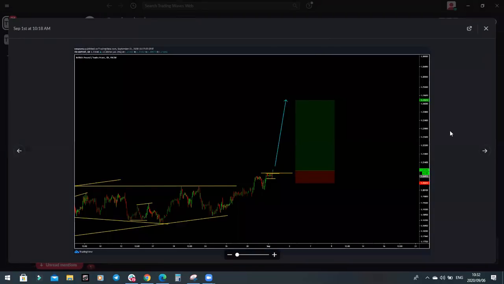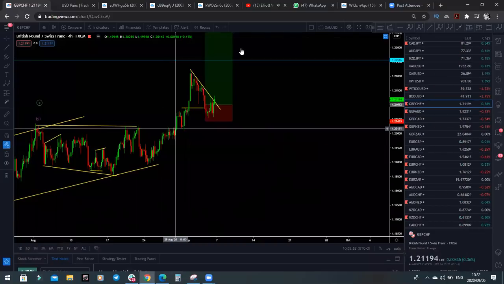So let's have a look here at the structure. So this is how pound chief played out. So this is where we bought pound chief.